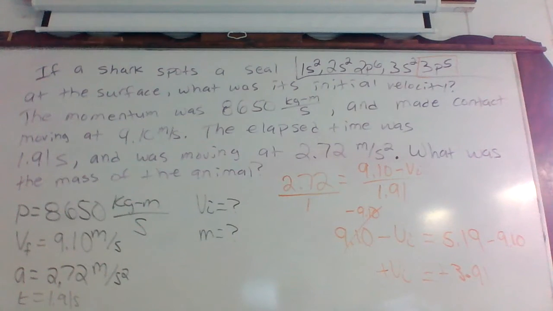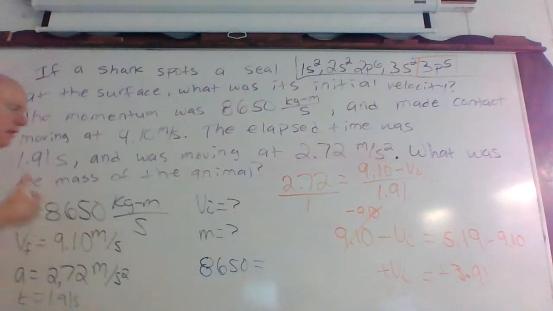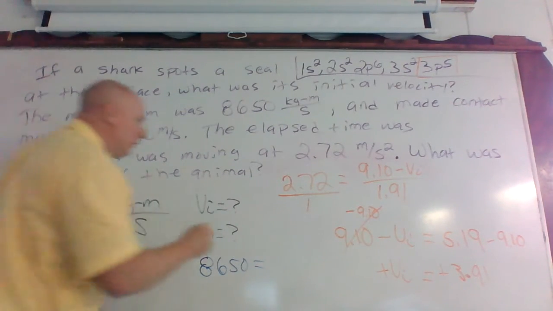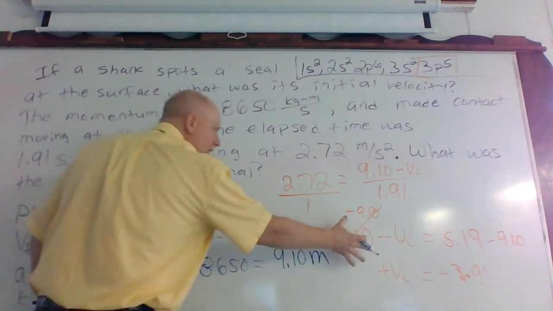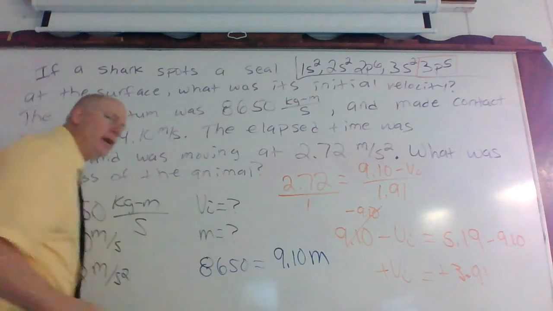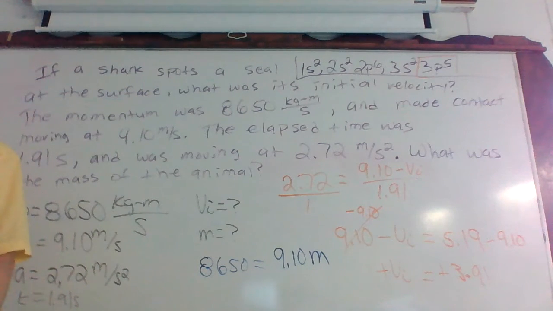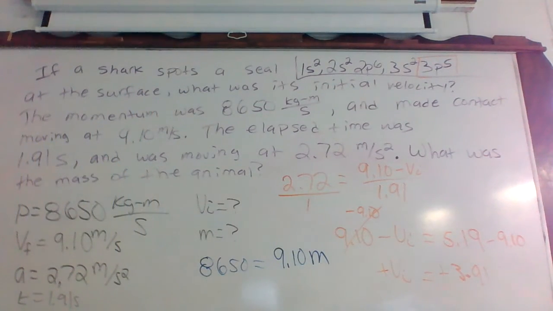Okay, so your momentum, which is 8650, equals what on the right side? Okay, and what else? 9.10 m. So just like we illustrated earlier, this was a subtraction function. This is a multiplication function. And how do we undo multiplication? By dividing. So you divide each side by 9.1, and that would give you your answer. But we'll let you go ahead and go through and do that.